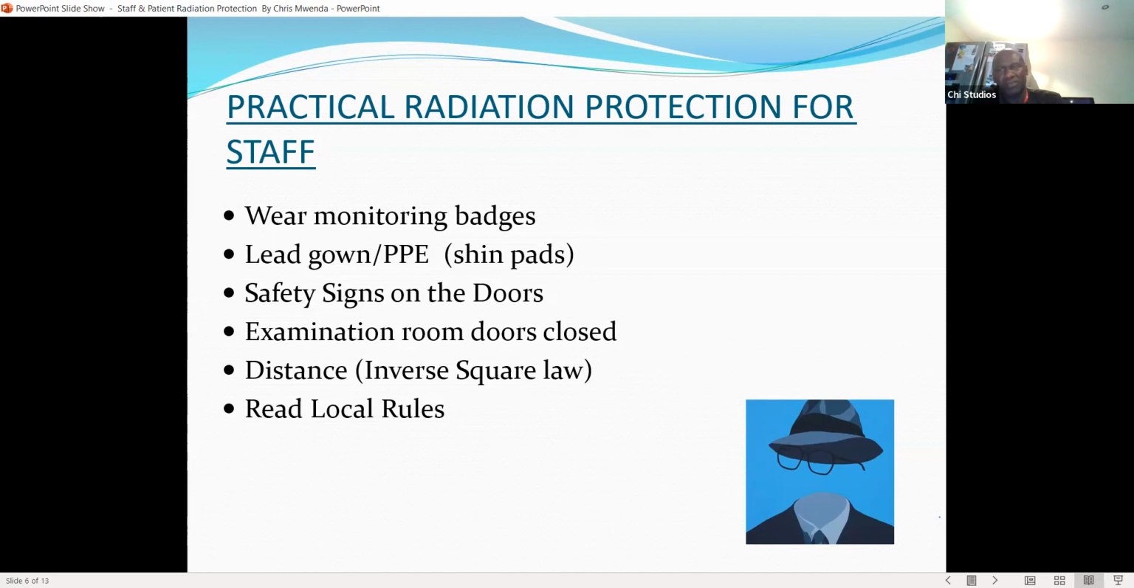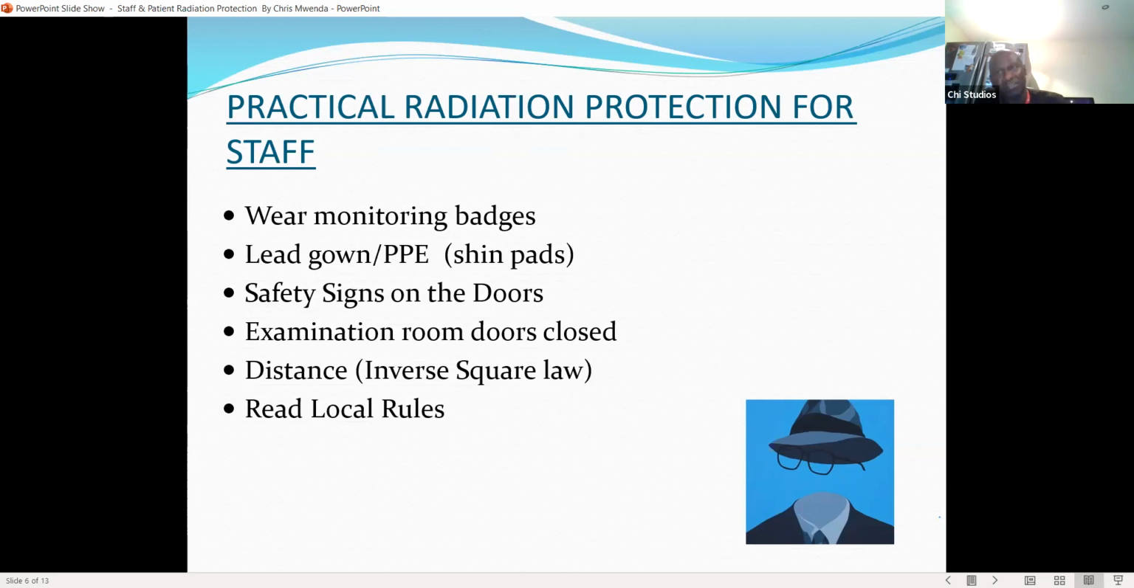So these are some of the things you need to tighten up and make sure that every month, you bring them back so that we take them back to our radiation protection advisors for reading and we give you new ones. So it's a challenge. Most consultants don't want to wear them, but we have to force them that they need to be wearing them.